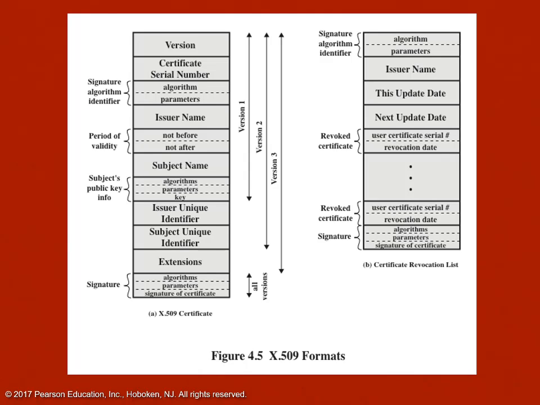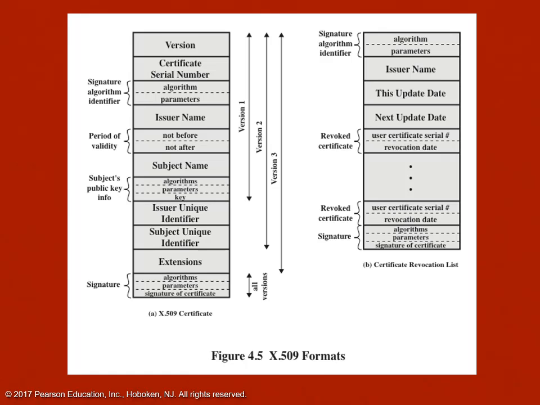Serial number, an integer value unique within the issuing CA that is unambiguously associated with this certificate. Signature algorithm identifier, the algorithm used to sign the certificate together with any associated parameters. Because this information is repeated in the signature field at the end of the certificate, this field has little, if any, utility. Issuer name, the X.500 name of the CA that created and signed the certificate.